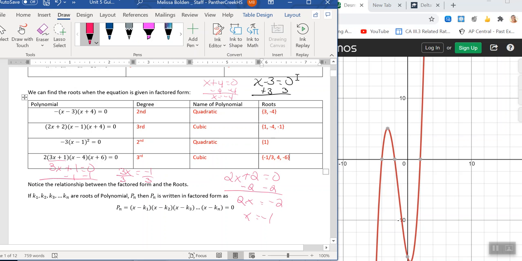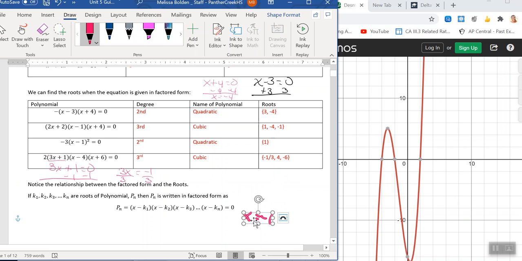Okay, so what I want you to notice from this little chart is that the roots are the opposite of the factor. So in other words, notice when I have a root of negative 4, the factor turns out to be x plus 4. When I have a root of 3, the factor turns out to be x minus 3. So here is a rule. I'm going to delete that. Here's a rule, and it says this.